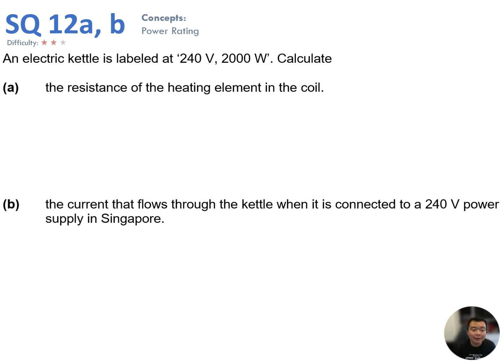Question 12 is a typical calculation question for power rating, and the question is broken down to help you all solve the question also. So in part A, you are given the power rating and you are asked to find the resistance of the heating element. This is the same thing that I taught you all.